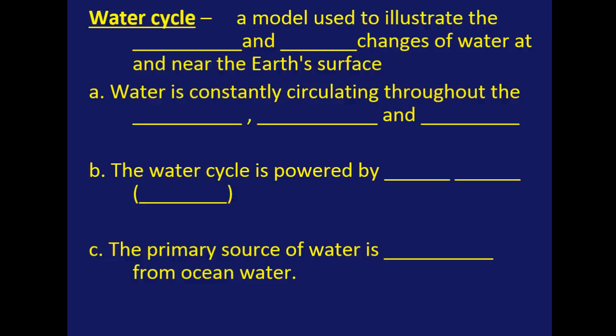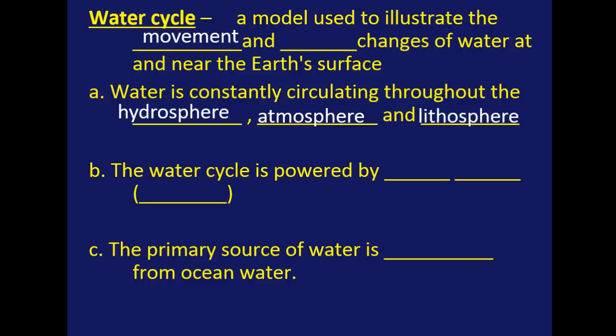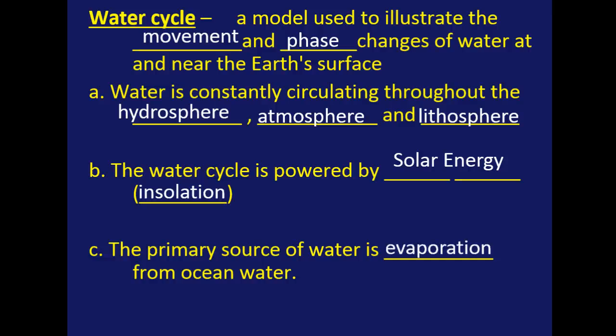Now let's talk about the water cycle. A water cycle is a model that's used to illustrate the movement and phase changes of water that's at or near the Earth's surface. Water is constantly circulating between the different layers of our Earth, the hydrosphere, the atmosphere, and the lithosphere. And it's powered by the sun, our solar energy or insolation. The primary source of water is evaporation from our ocean water.